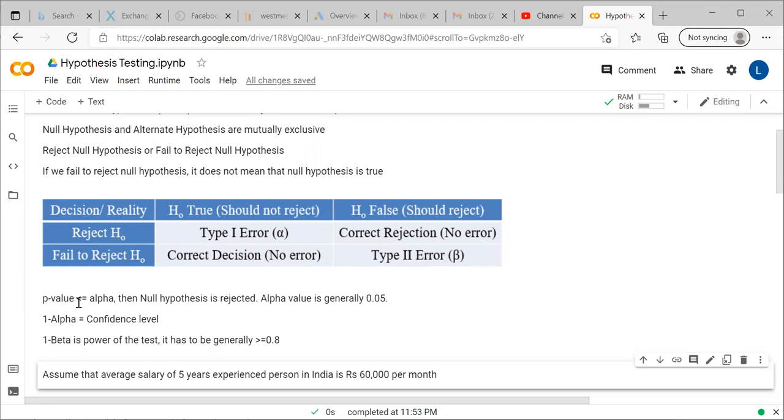At the end of the hypothesis test, we will get a p-value. If it is less than or equal to alpha, then we have to reject the null hypothesis.